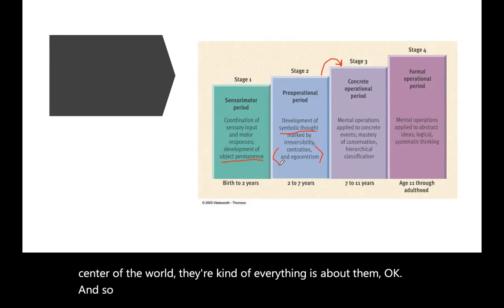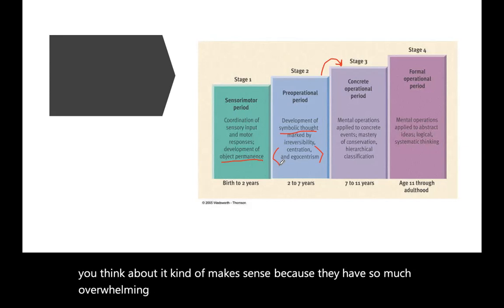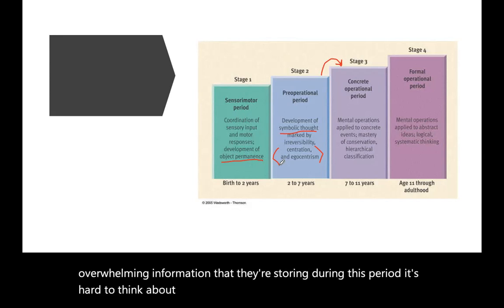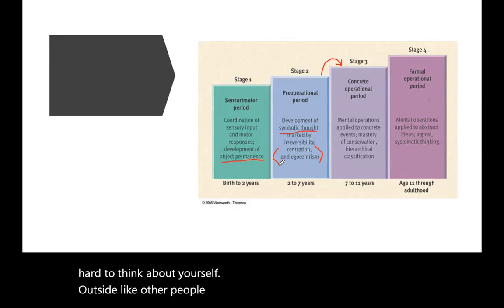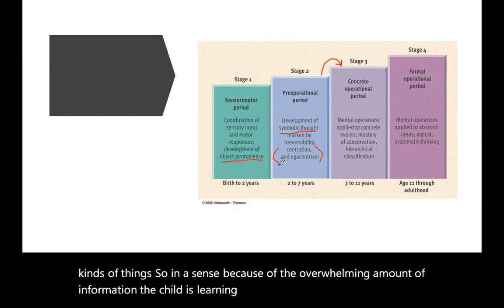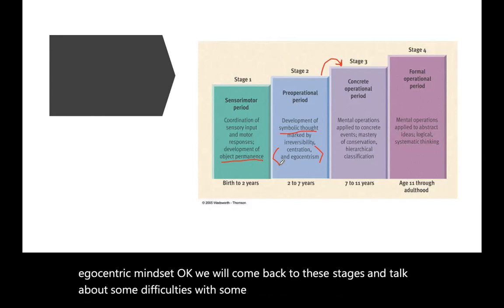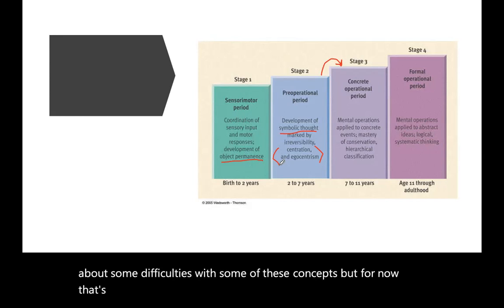Egocentrism is also a highlight of this period of time. And if you think about it, it kind of makes sense, because they have so much overwhelming information that they're storing during this period. It's hard to think about yourself outside, like other people have meanings and purposes and all those kinds of things. So in a sense, because of the overwhelming amount of information the child is learning, it's kind of hard to get out of that egocentric mindset, okay? We will come back to these stages and talk about some difficulties with some of these concepts, but for now, that's what we have, okay?